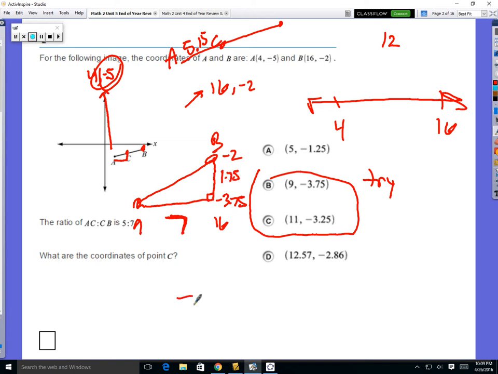So now I'm going to go 7 squared plus 1.75 squared equals c squared. Square root of that will give me the distance, and that distance is 7.11. So there we go. B was a pretty good guess. The ratio is pretty dang close to 5 to 7.